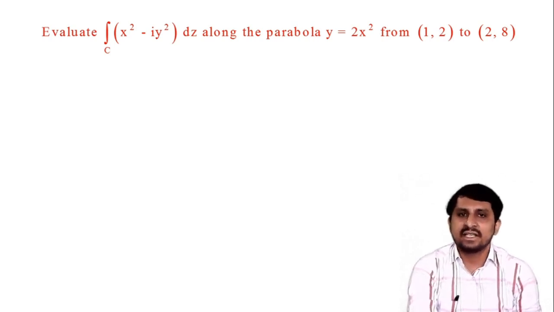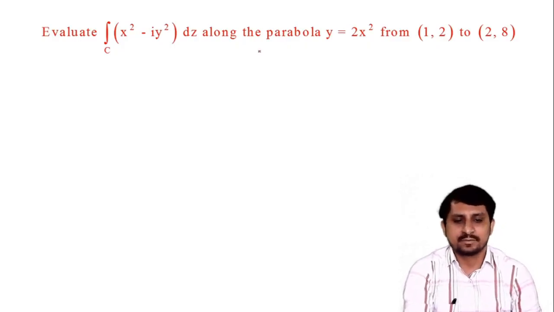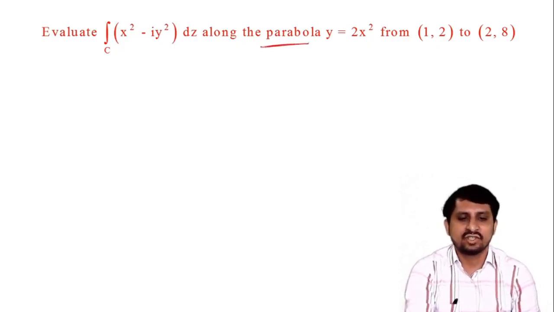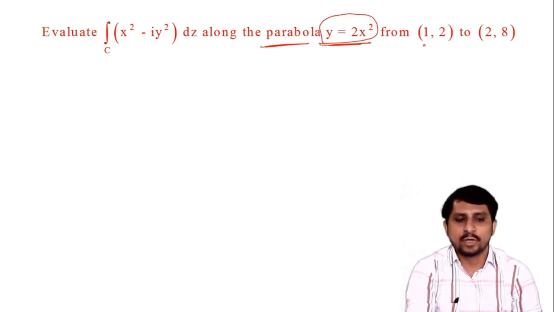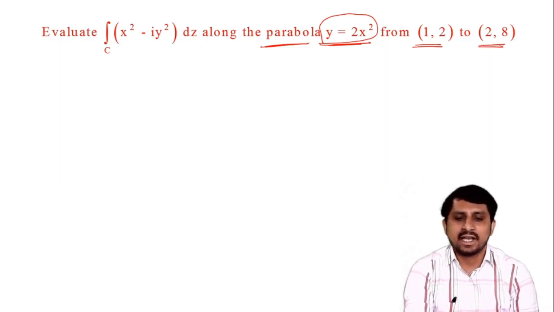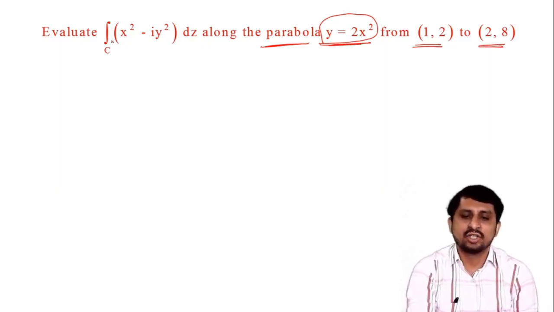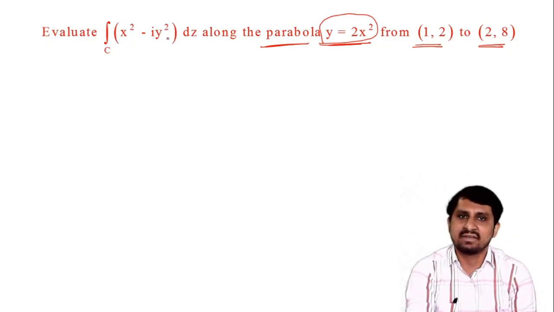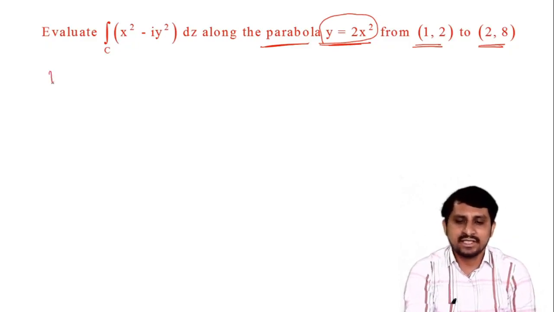Now here something new. What is your figure? The figure is a parabola, and the equation is already given: y is equal to 2x square. Your points are from 1 to 2 to 8. We want to find the value of the integration of x square minus i y square. So clearly u is equal to x square, and v is equal to minus y square.